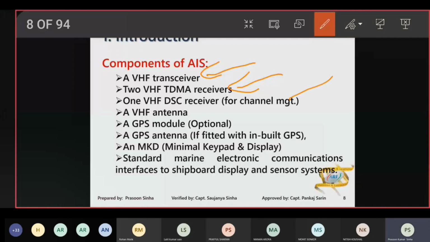Then there is DSC receiver. How many people thinking DSC मतलब something to do with distress? How many people thinking that? DSC means distress, correct? It has to do something with distress, correct or not? Why nobody responding? अलर्ट आएंगे, डिस्ट्रेस भी हो सकता है, कोई और भी हो सकता है.